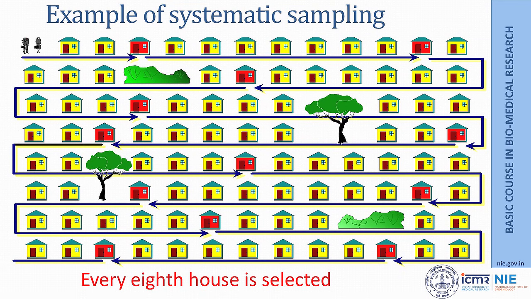you may have to use some approximate formulas. In the example of systematic sampling, you see that in the first, the red house is selected, and then every 8th house from that is selected, and all the red houses are your selected samples.